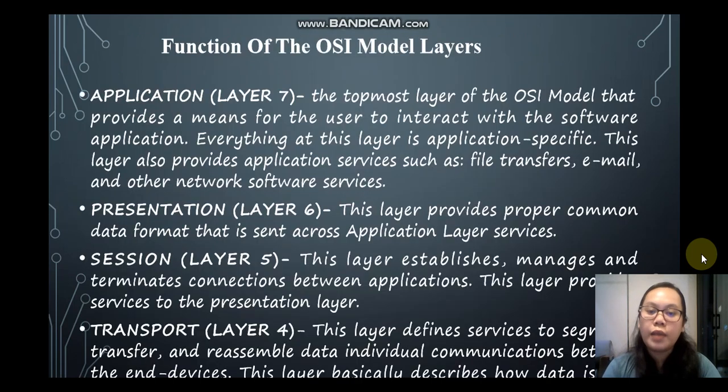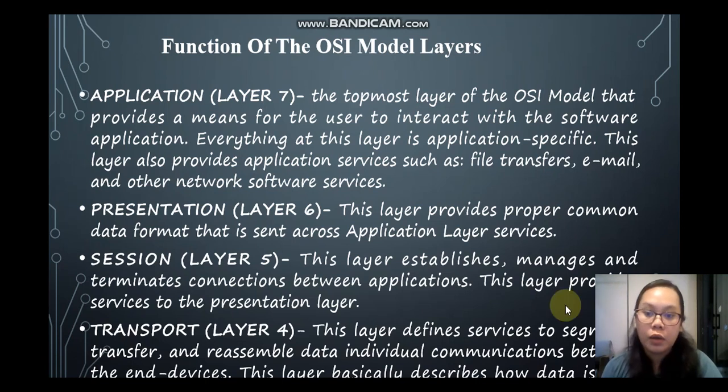Function of the OSI model layers. Application, or the 7th layer, is the topmost layer of the OSI model that provides a means for the user to interact with the software application. Everything at this layer is application specific. This layer also provides application services such as file transfers, email, and other network software services.